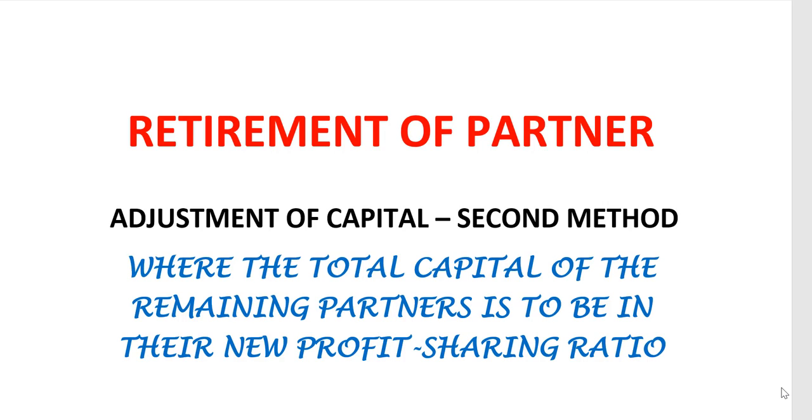In this video, we will discuss the second method of adjustment of capital at the time of retirement of partner. The second method is where the total capital of the remaining partners is to be in their new profit sharing ratio. So let's have a look at the steps to be followed in this second method of adjustment of capital.